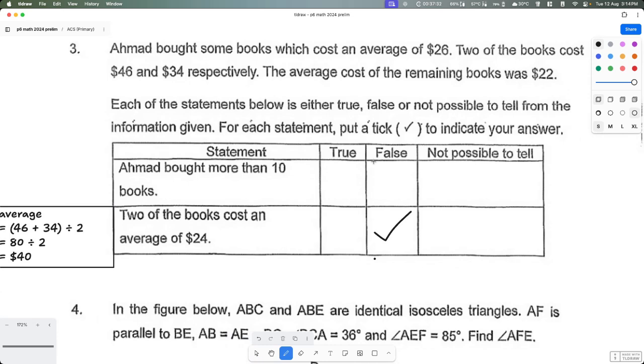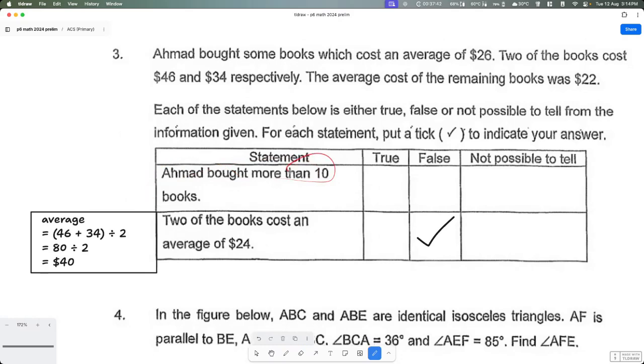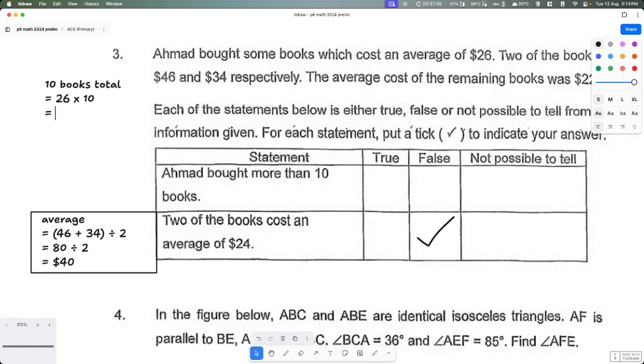Okay, so for this part, over here it says Ahmad bought more than 10 books. So that means we will try 10, right? In this case we will just assume that Ahmad bought 10 books. Then the total cost of the books is equal to 26 times 10, which is equal to $260.